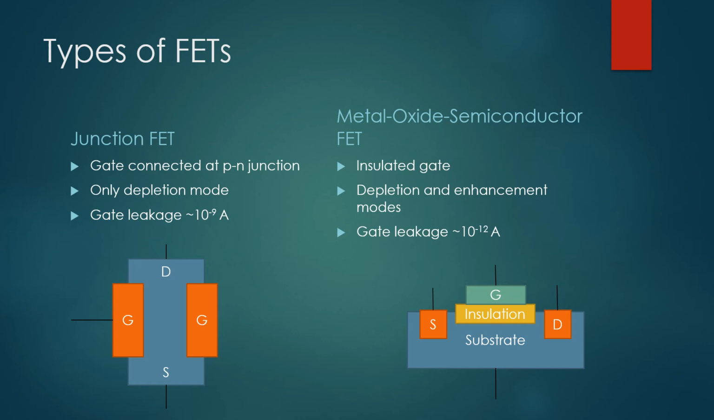MOSFETs consist of a gate that is isolated from the silicon by some insulator. Usually this is made out of silicon dioxide. The isolated gate leads to the lower gate leakage value, and it can be operated in both depletion and enhancement modes. Both field effect transistors can be constructed using p-channel or n-channel methods.